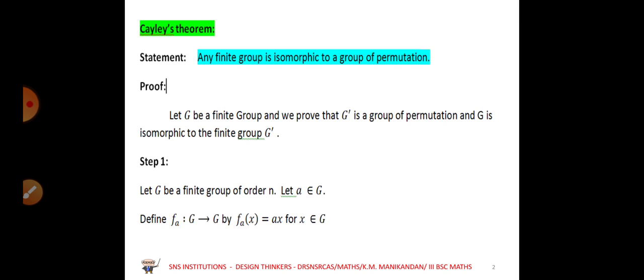Now, given that G is a finite group, it has a finite number of elements, say n. Now let us take an element A in the finite group G. So let A belong to G. Now define a mapping FA from G to G, that is group to group, by FA of x is equal to Ax for all x belonging to G. Here x is an element of G and FA of x is mapped to Ax. Here the domain group is G and the codomain group is also G.